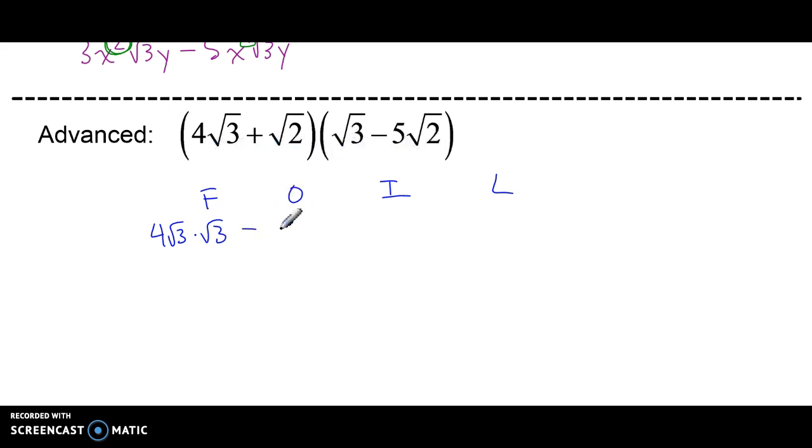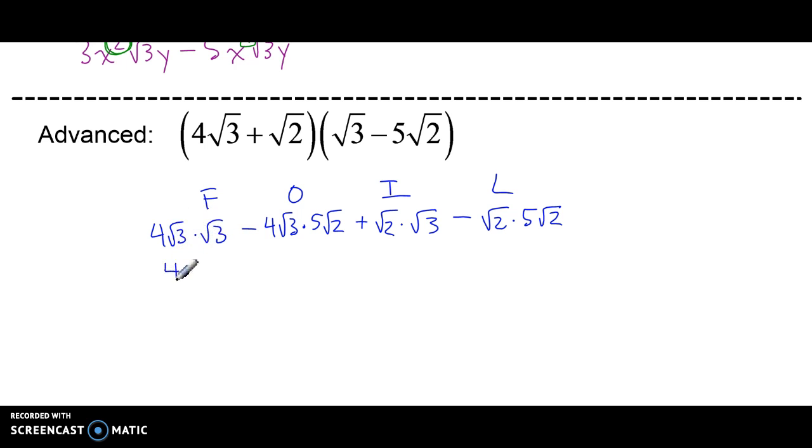Outside, we have a positive times a negative. 4 root 3 times 5 root 2. Inside, we have a positive times a positive, so it's square root of 2 times square root of 3. And positive times negative, square root of 2 times 5 root 2. So a lot of those you could have probably multiplied in your head. Some of them you might need to write out slowly like I'm doing here.